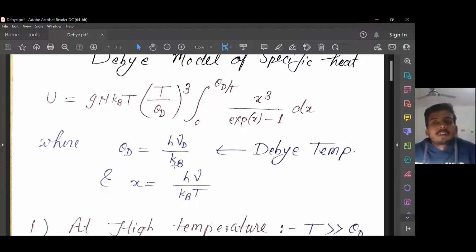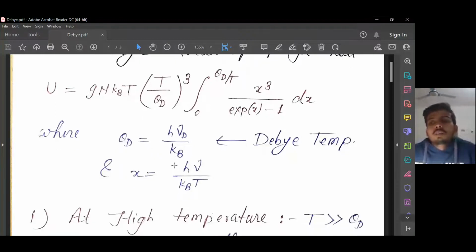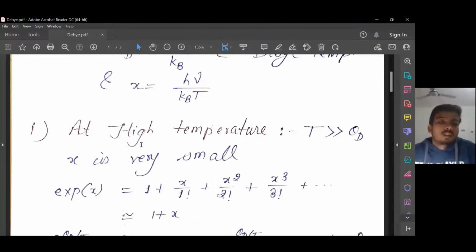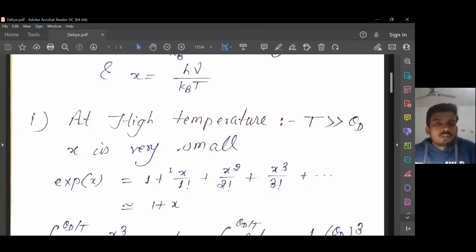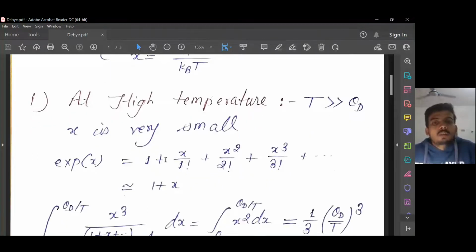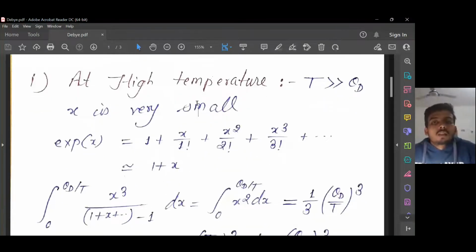So you see, at high temperatures, when T is very much greater than theta D, then this X is going to be very small, and then the expansion of exponential X, which is 1 plus X by 1 factorial plus X square by 2 factorial and so on, is nothing but 1 plus X, where higher order terms are ignored because these terms are too small.